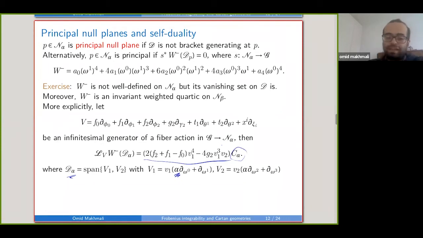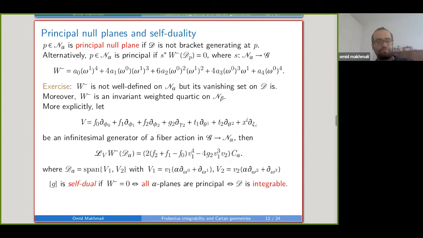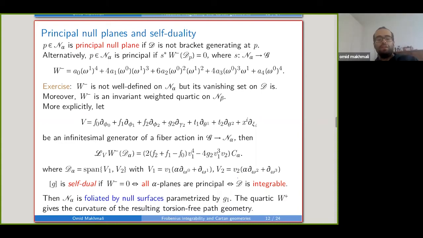In the same way, one can show that if one takes the same quartic and works in N beta, then this is in fact the invariant weighted quartic. So this was just an interesting observation. One can see that the conformal structure is self-dual if this quartic vanishes everywhere. Equivalently, if all alpha planes are principal, which means that the rank two distribution is integrable. So note that if this is integrable, that means the twistor bundle N alpha is foliated by null surfaces that are parametrized by this parameter G1.